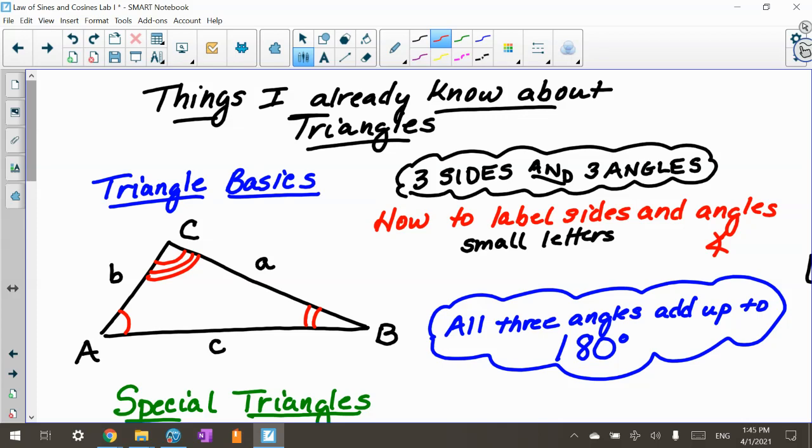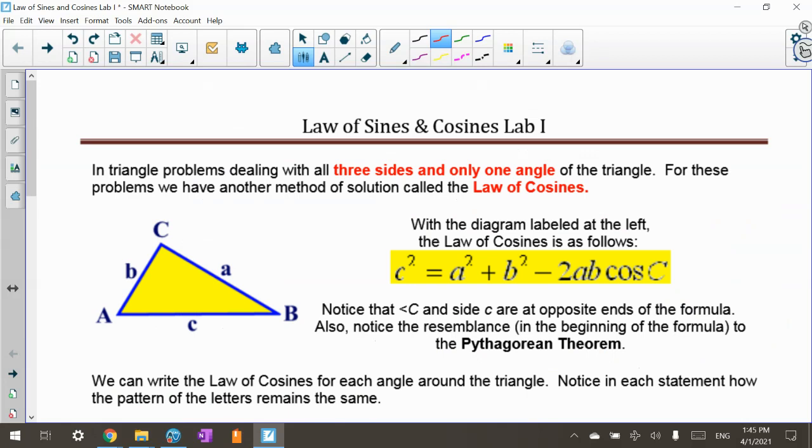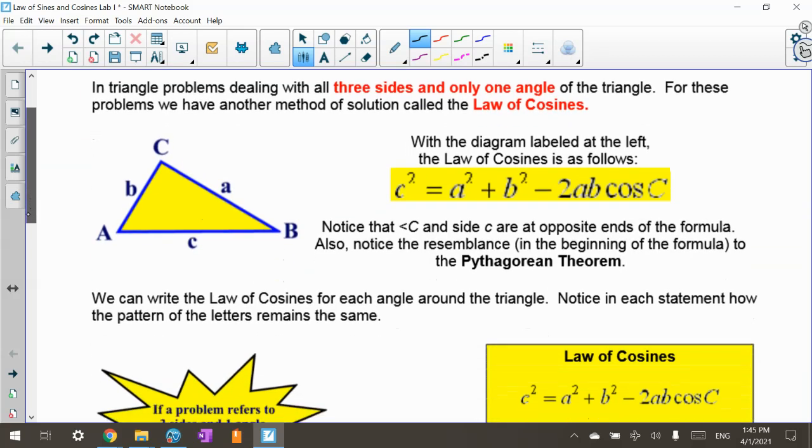So let's start with the beginning of this. Let's go back a page. I know, like I said, you've already watched the video on this, so let's talk about it. In triangle problems dealing with all 3 sides and only one angle of a triangle, we have another method called the law of cosines. With the diagram labeled at the left, the law of cosines is as follows: c squared equals a squared plus b squared minus 2ab cosine C. Notice that angle C is opposite the side c.